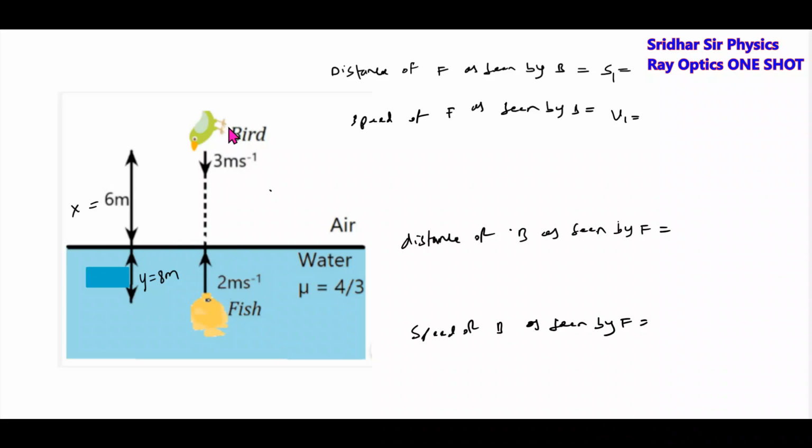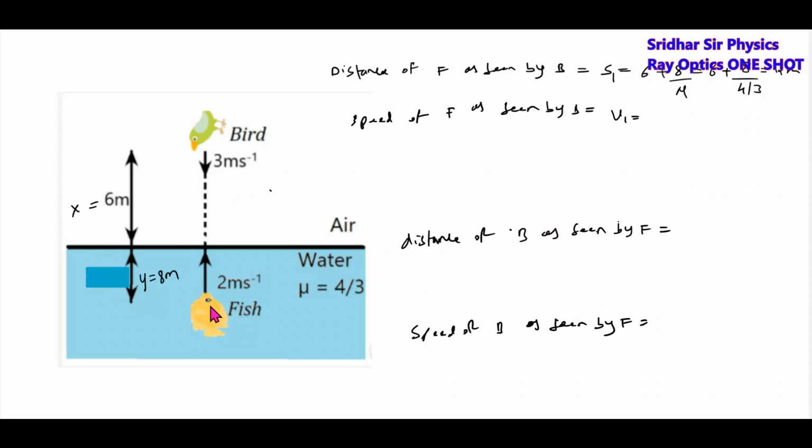The distance of the fish as seen by the bird is at what distance? The bird is at 6 meters. What is the real depth of the fish? 8 meters. So 6 plus 8 by mu of the water. So this will become 6 plus 8 times 3 by 4, which is 12 meters.